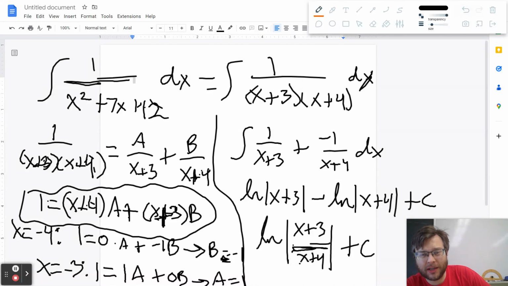Just make sure that if you end up with a factor like 1 over 2x plus 3, you think about how that 2 affects the integral.